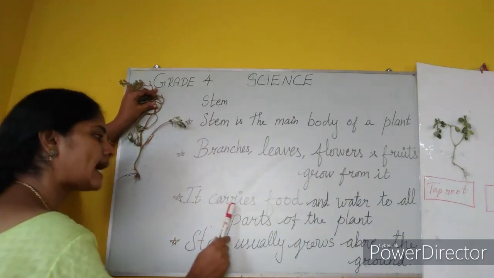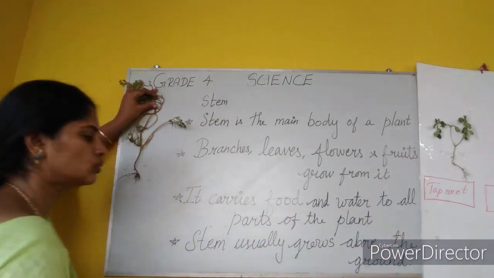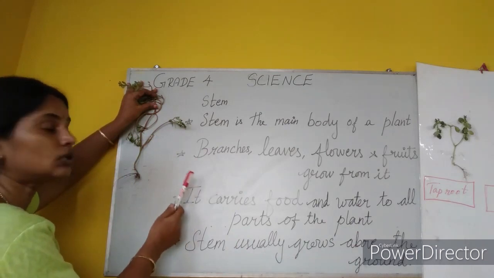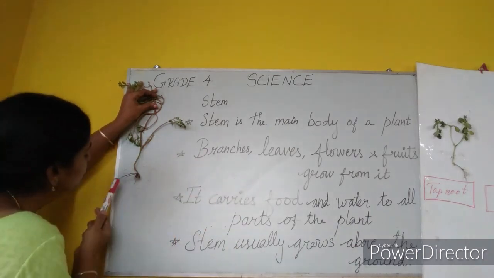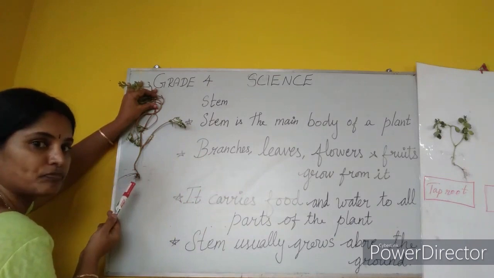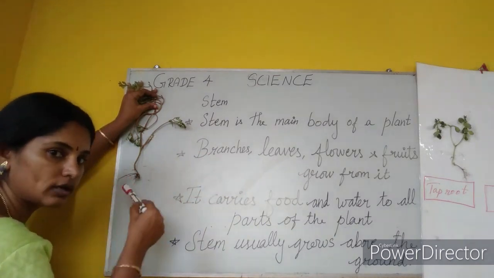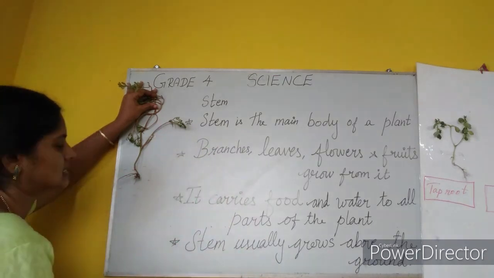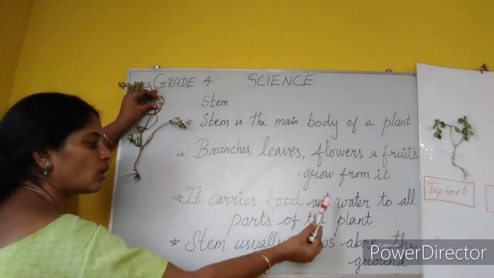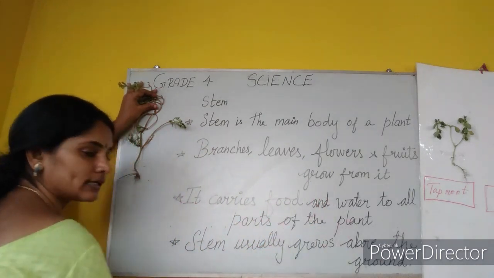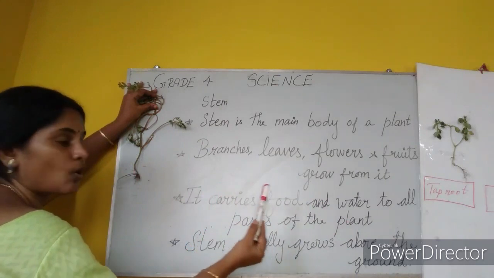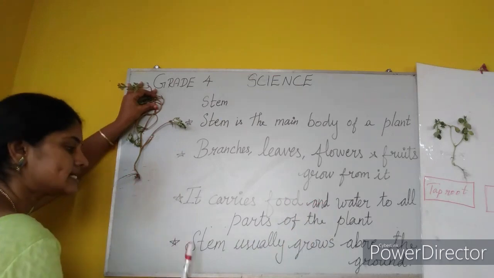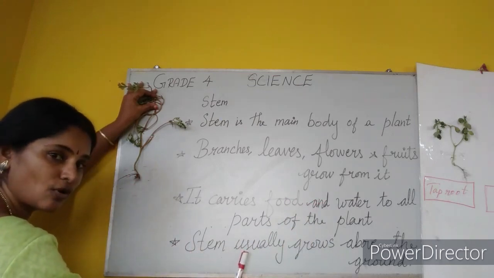It carries food and water to all parts of the plant. The root absorbs water, and that water is conducted, sent, and travels through the stem. It carries food and water to all parts of the plant. Clear, children? Where does the stem usually grow?